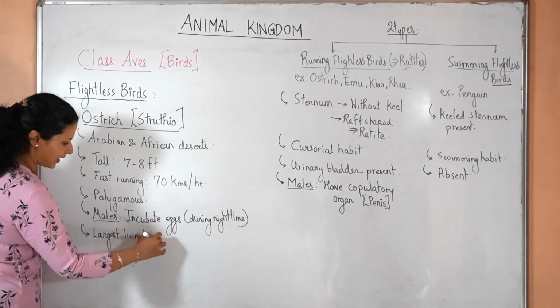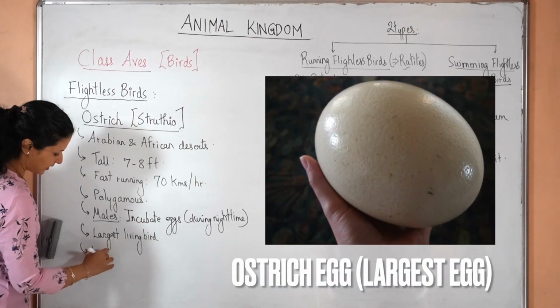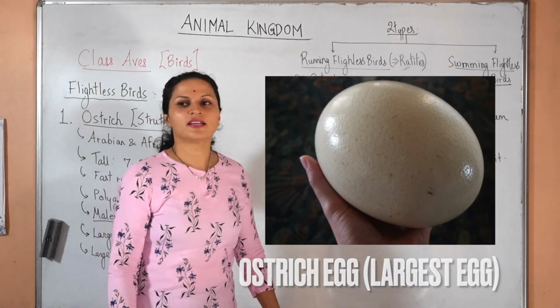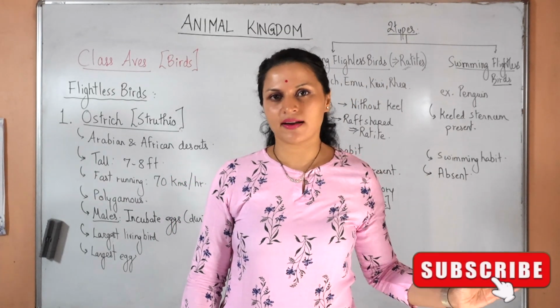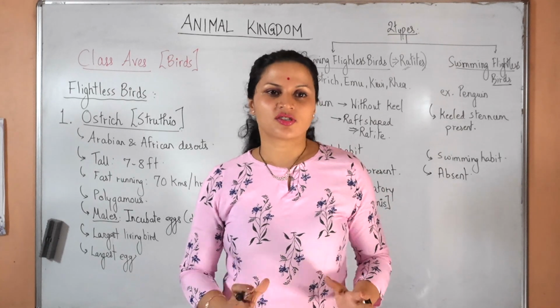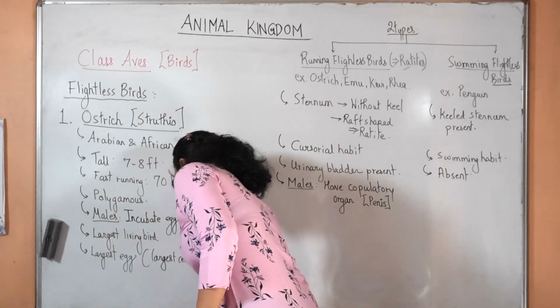Largest living bird, and lays the largest sized eggs. The largest eggs in the animal kingdom are those of the ostrich. You know that an egg is equal to one cell, right? So the largest cell will be an ostrich egg. Largest cell in animal kingdom.